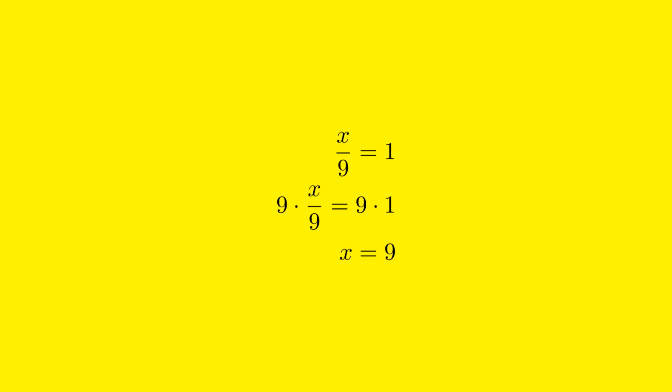Simplifying both sides, the left side becomes just x because dividing by 9 and then multiplying by 9 cancels out the 9, leaving us with just x. The right side becomes 9 because 1 times 9 equals 9. So our final equation is x equals 9. This means we have successfully solved for x.